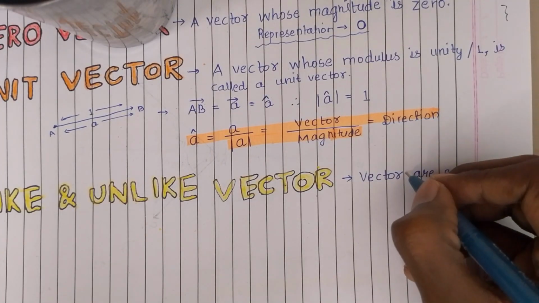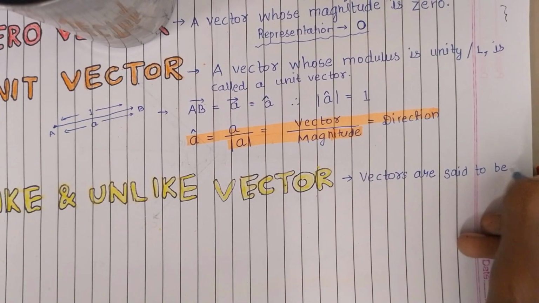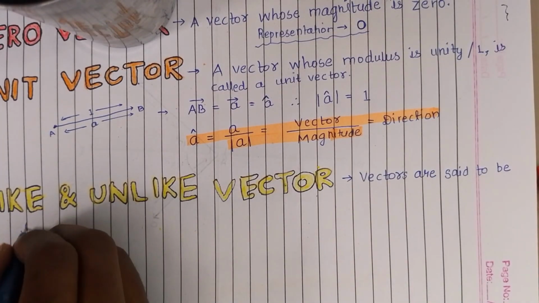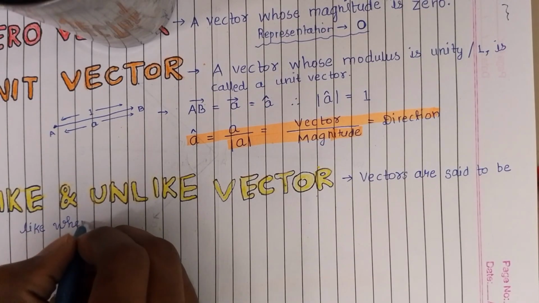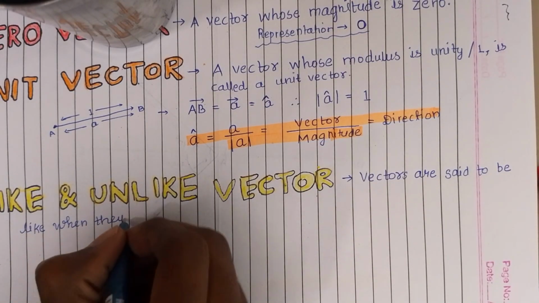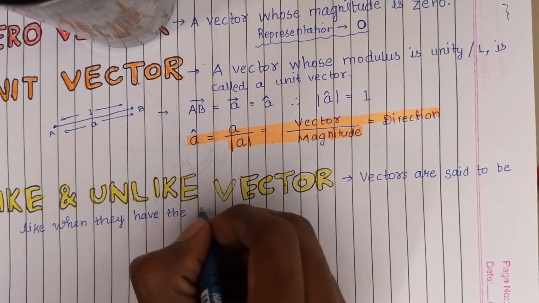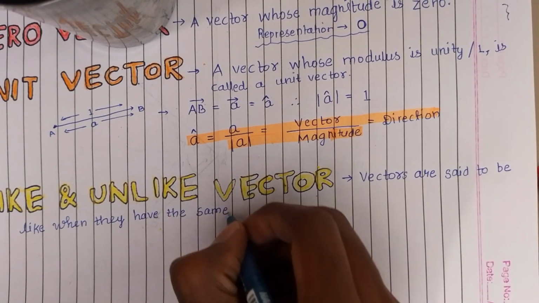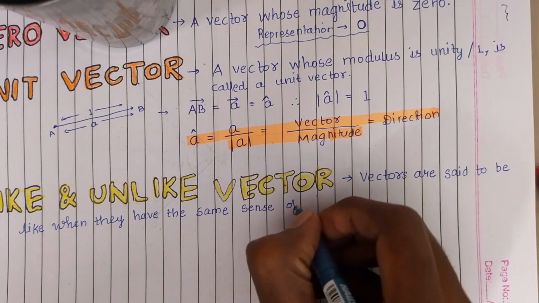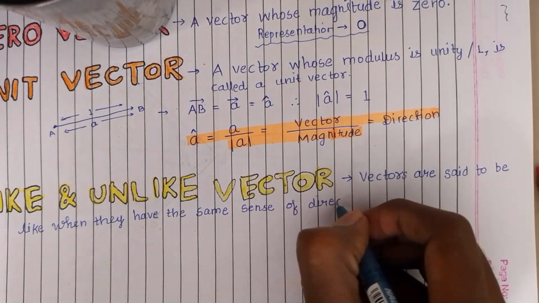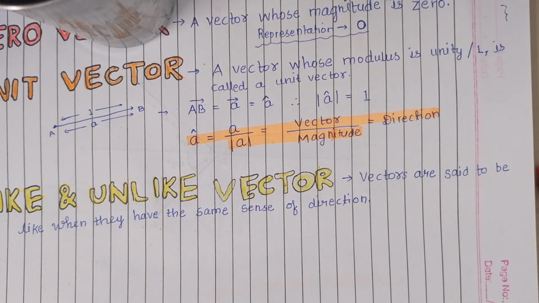Vectors are said to be like when they have the same sense of direction. Simple. Vectors which have the same sense of direction are like vectors and which don't are unlike vectors.